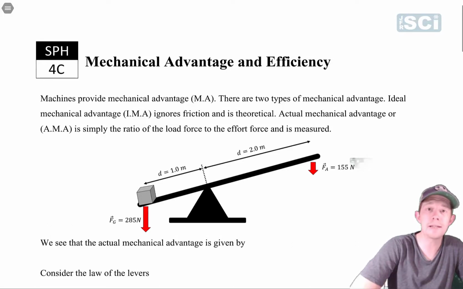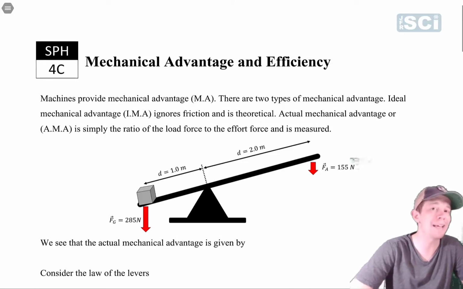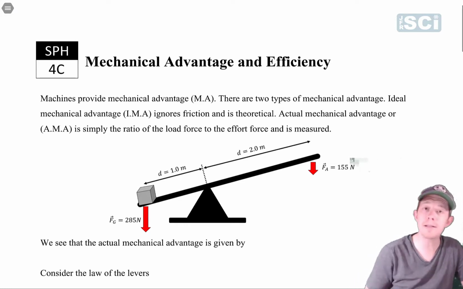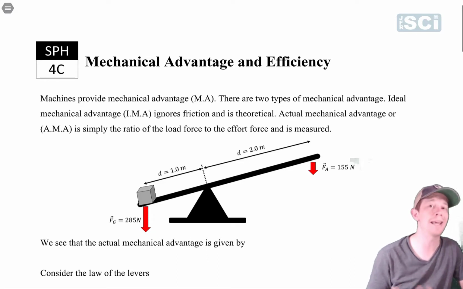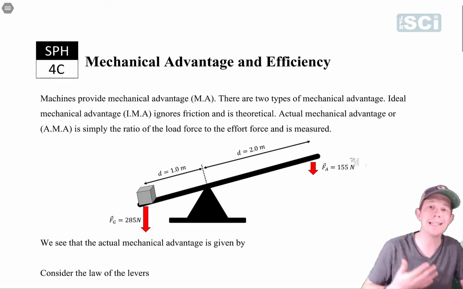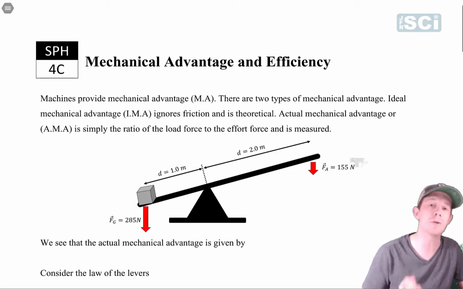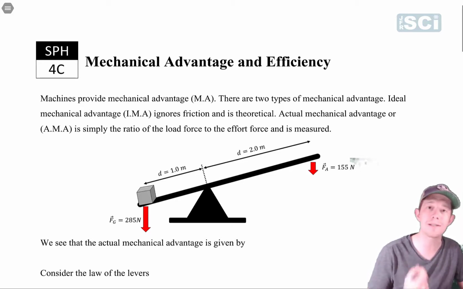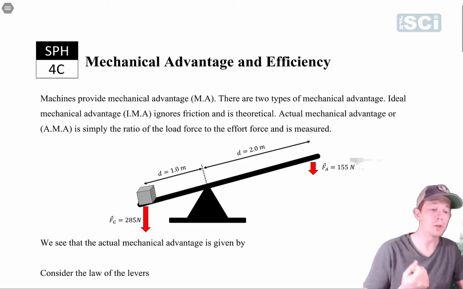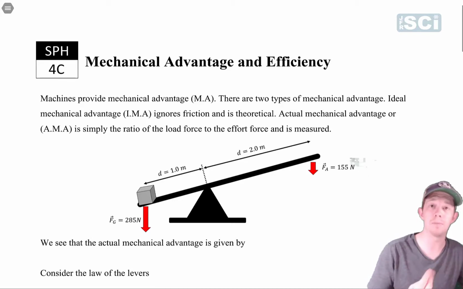Hey Royals, in today's lesson, we're going to look at something called mechanical advantage and efficiency. Now, we've discussed a couple simple machines, and each of these simple machines has something known as a mechanical advantage. So it's the advantage that you get by using one of these simple machines because they're designed to help you. So there's two types of mechanical advantage.